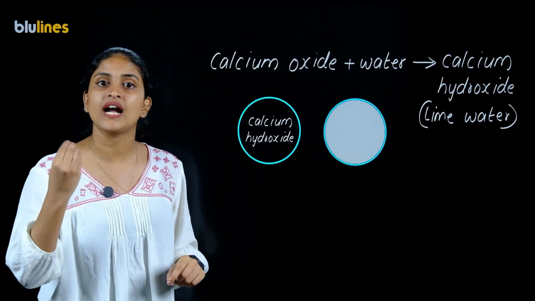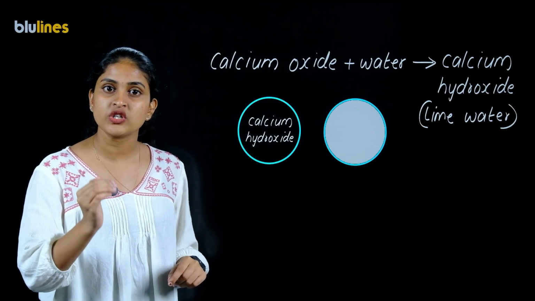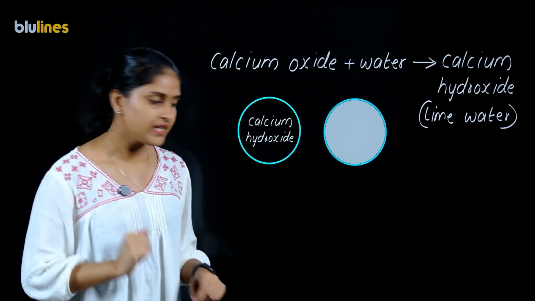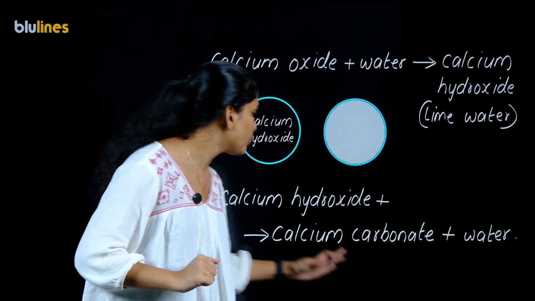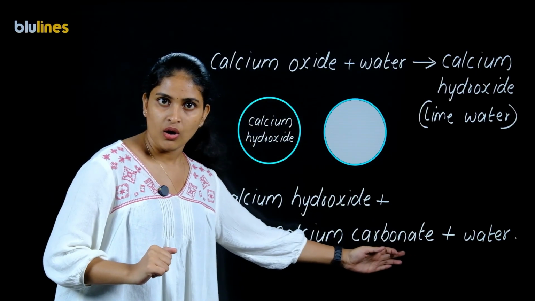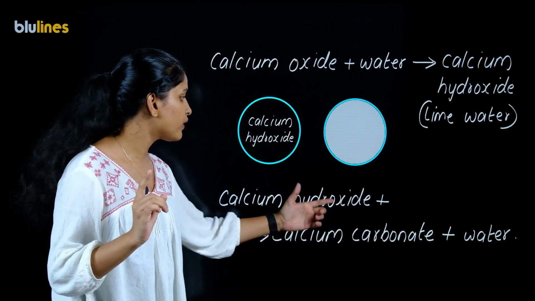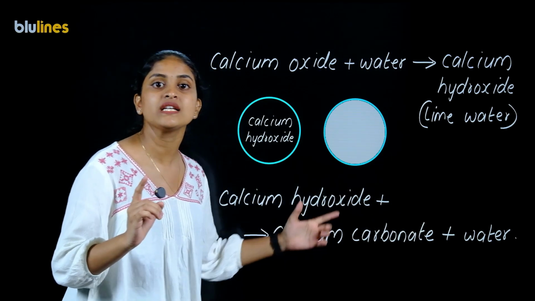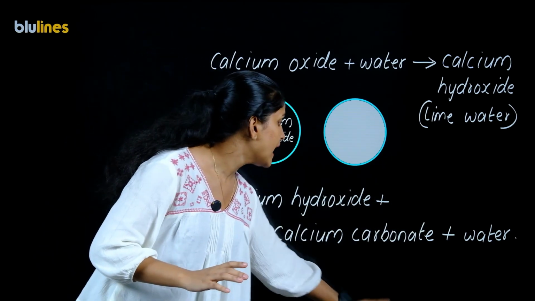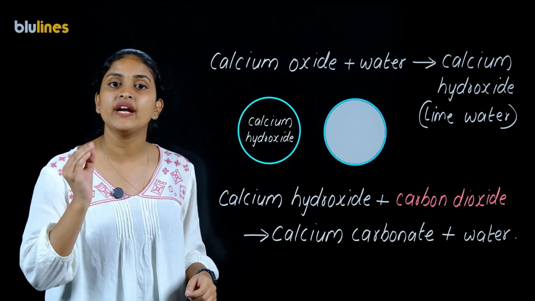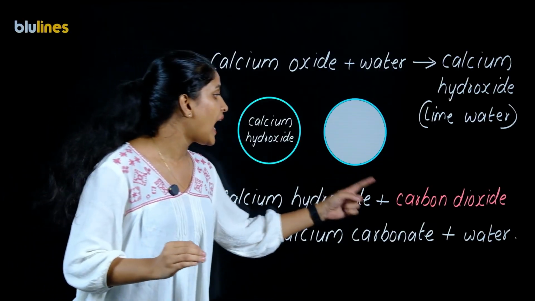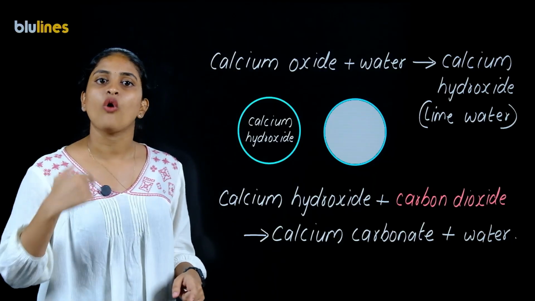This milky white color must be because of the formation of yet another chemical, right? So, this calcium hydroxide has converted into calcium carbonate. The thing that calcium hydroxide reacts with to give calcium carbonate is carbon dioxide. So, this experiment is actually solid evidence to prove that carbon dioxide is a component of air.